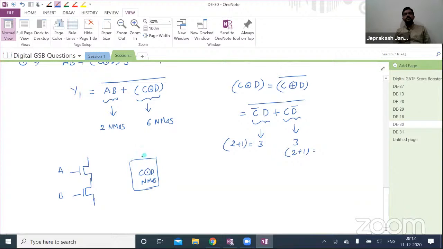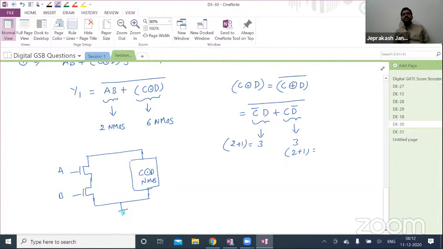For the timing, I'm not drawing whatever expression you're having here. But here you'll be having NMOS transistor logic regarding C XNOR D. So this is one path, this is another path. Okay. Here you're having what? Plus. Plus means parallel connection.